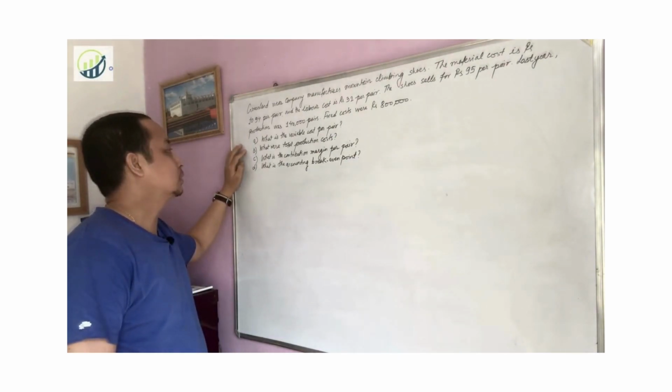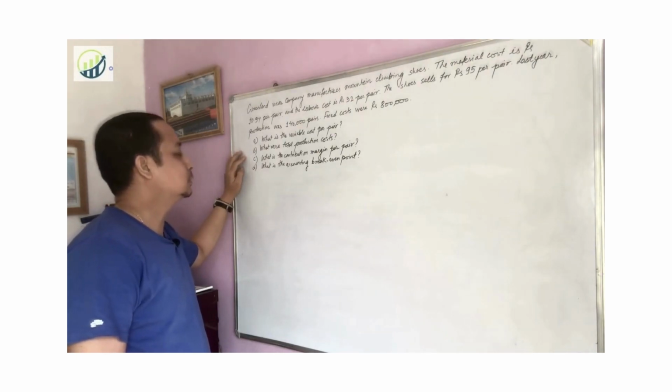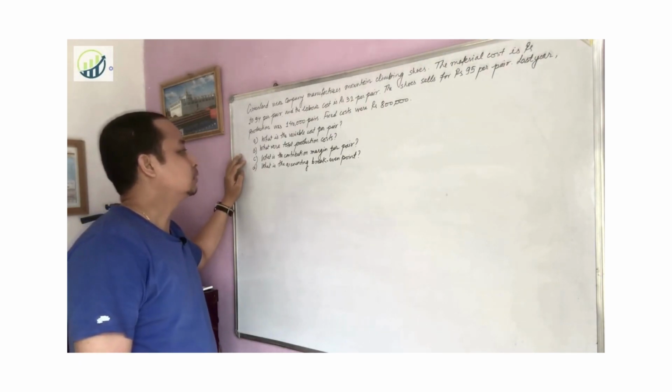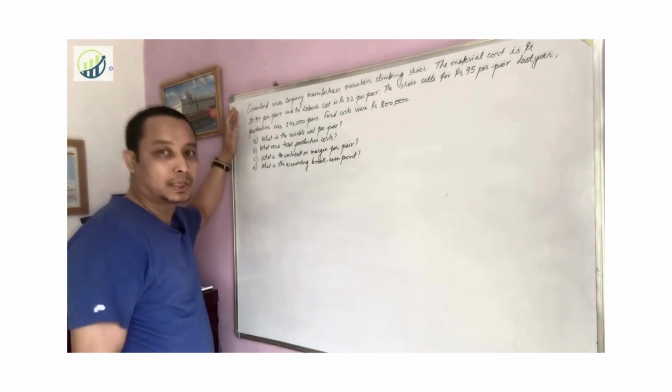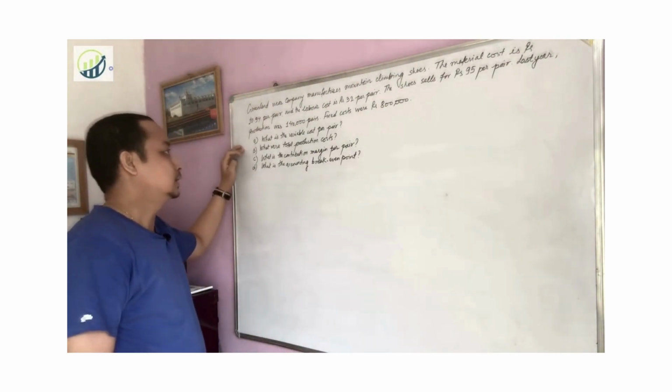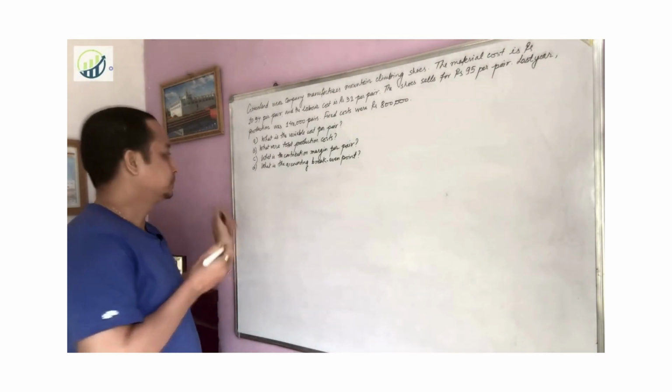What were the total production costs? What is the contribution margin per pair? What is the accounting break-even point? So, this is the question, and some information is given and some is asked here. So, let's solve it.